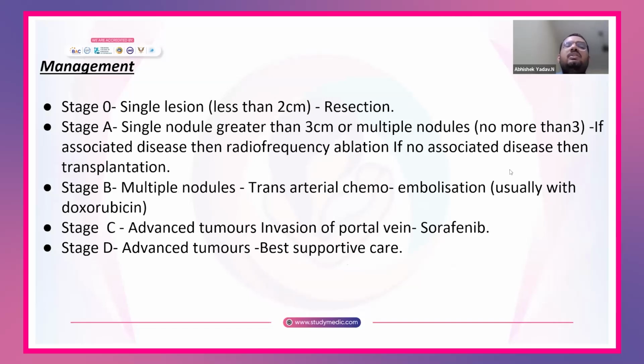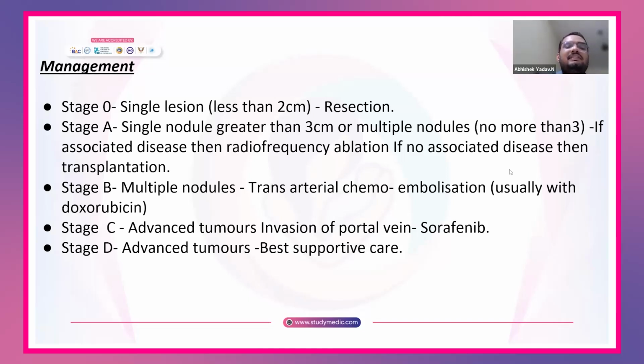Stage A, where the single nodule is more than 3 centimeters or there are multiple small nodules less than 3 centimeters. In such conditions, if it is associated with other diseases, go for radiofrequency ablation. If there are no associated lesions along with that, go for a liver transplantation. Stage B, like multiple nodules, they have to do one transarterial chemoembolization, usually with doxorubicin, what we do.